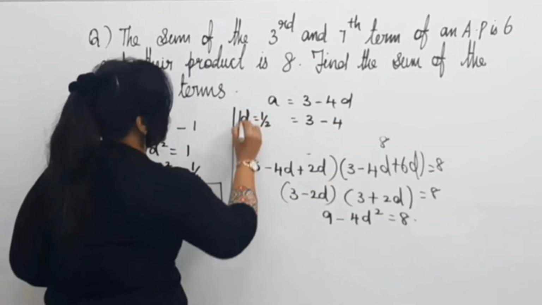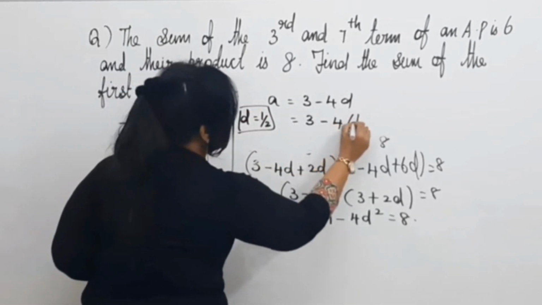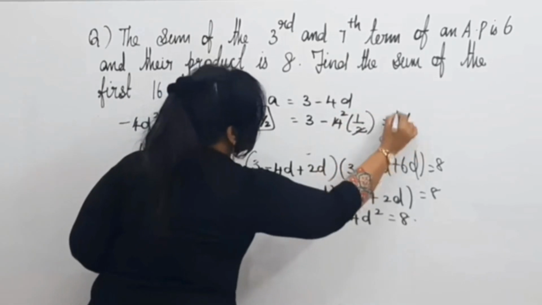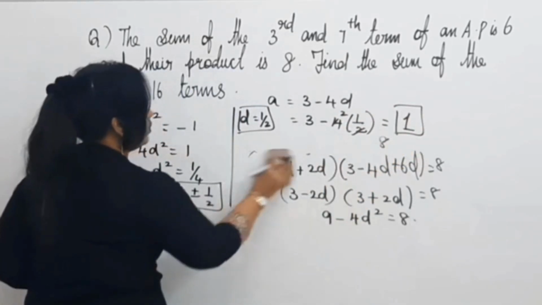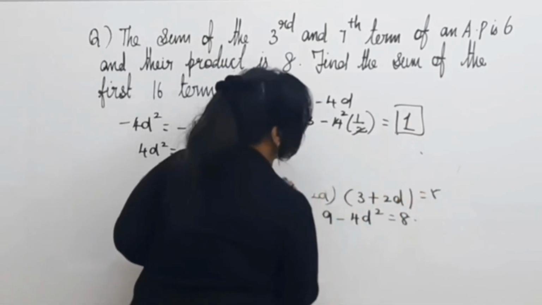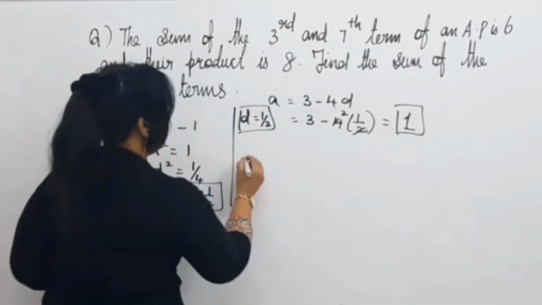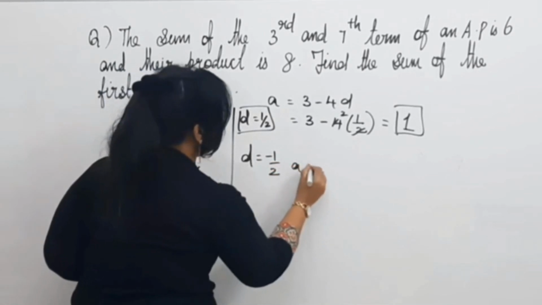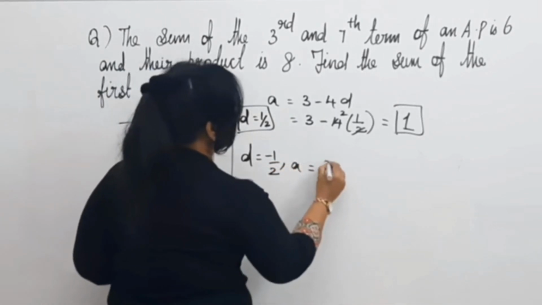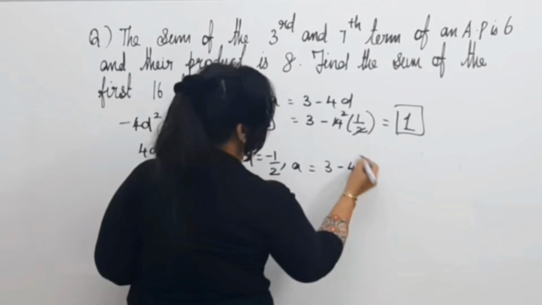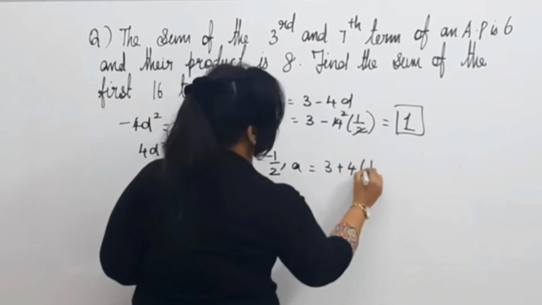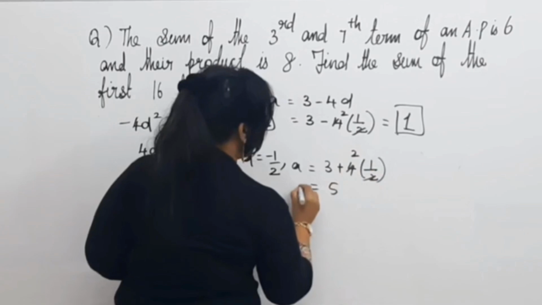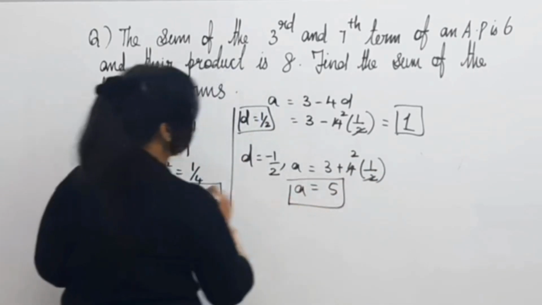So when D is equal to plus half, I get, 2 gets cancelled, 3 minus 2, which is A is equal to 1. Now I would get D is equal to minus half. So D is equal to minus half. My A becomes, A is equal to 3 minus 4 into minus half. This becomes plus 2. So that's my A is 3 plus 2, which is equal to 5.